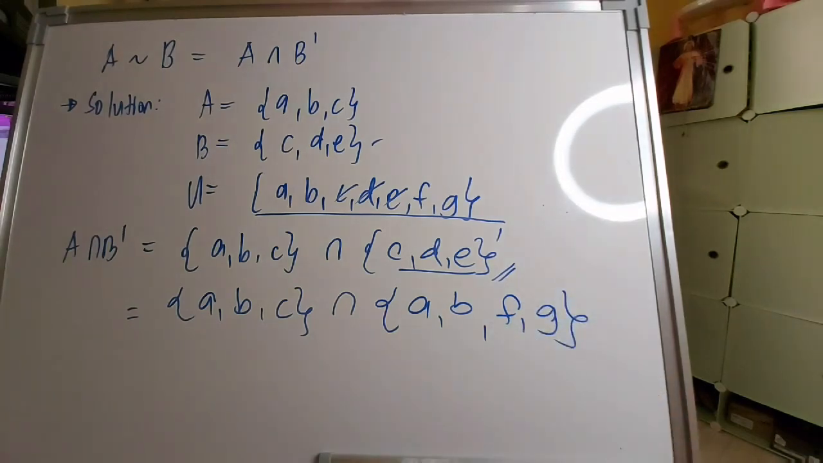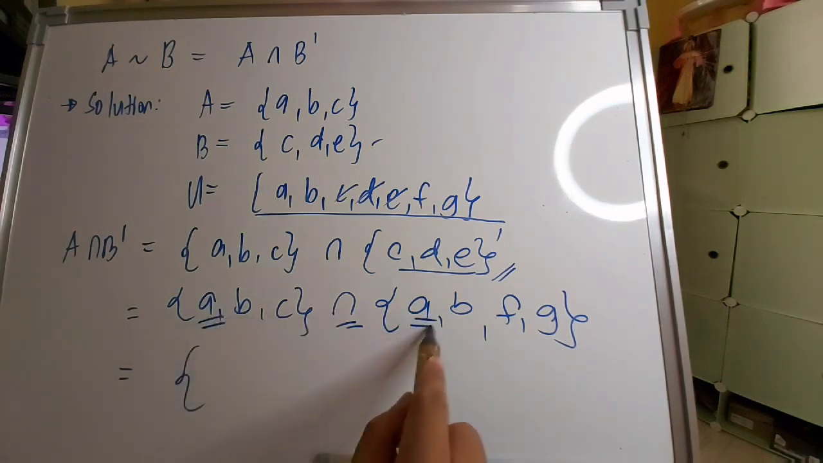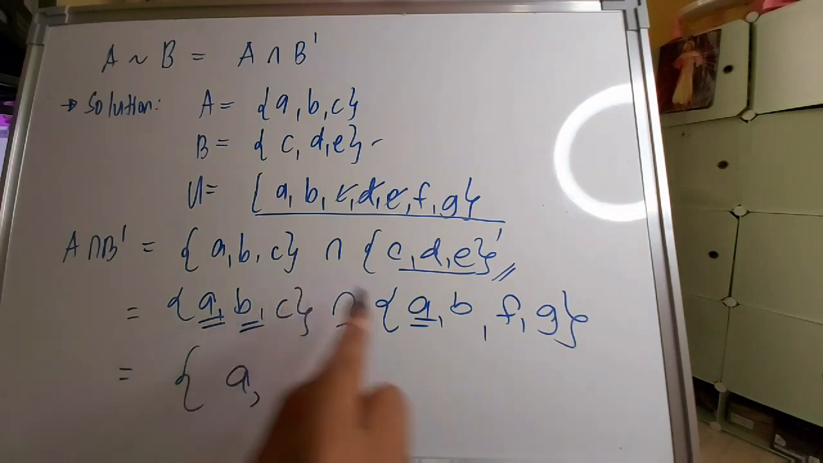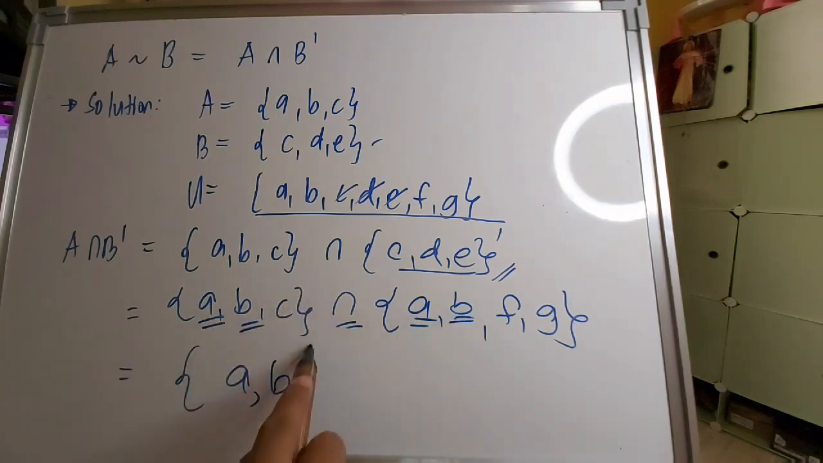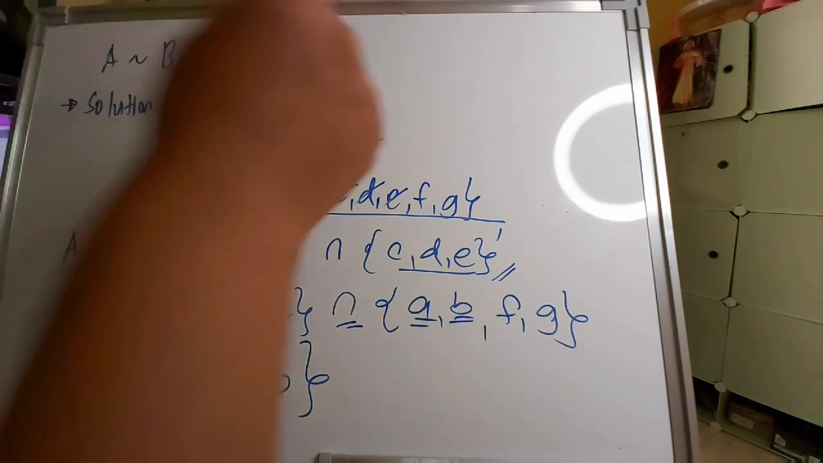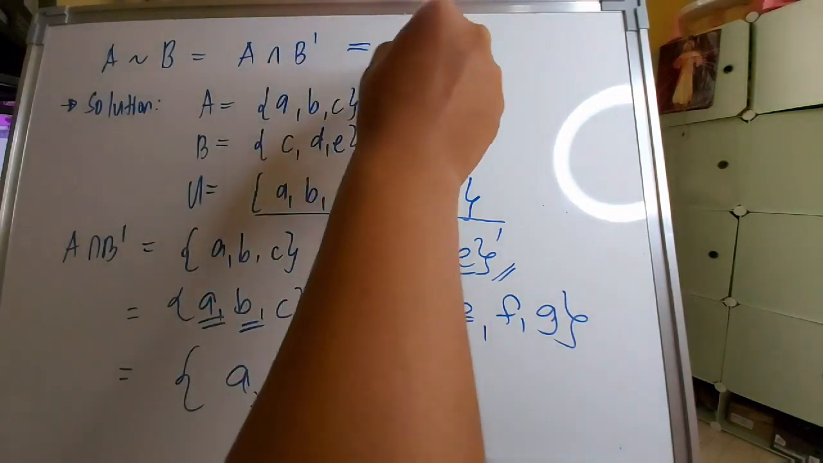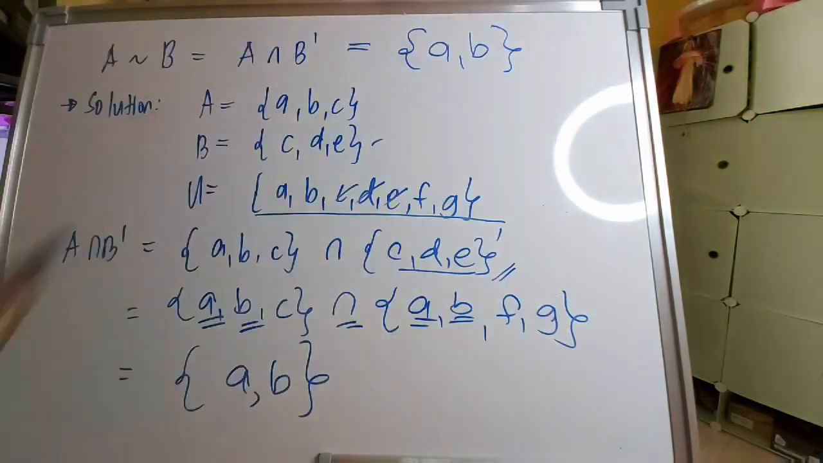So, now we can get the intersection of the two. What are the common elements? We have A, then we have A, and we have B, then we have also B on the other side. So therefore, A and B is the answer. And yes, it's true. So therefore, we show that the difference of A and B is equivalent to A intersection B complement.